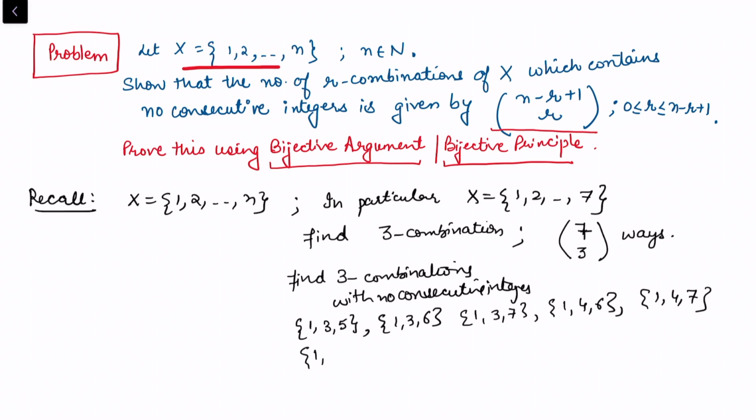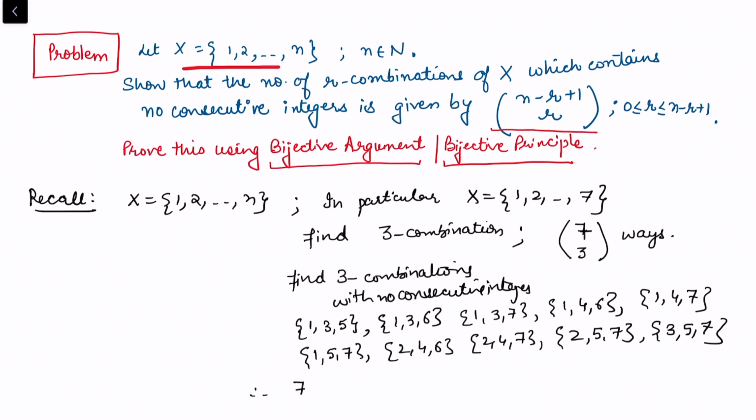Then we can have 1, 5, 7, or 2, 4, 6, and then 2, 4, 7. We can have 2 more cases, that is 2, 5, 7, and finally 3, 5, 7. So in total there are 10 cases, and we see (7 minus 3 plus 1) choose 3. This is due to the formula that I've already written here, and this is 10 ways. So we know this formula agrees.